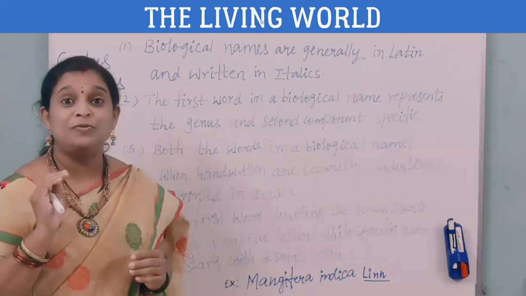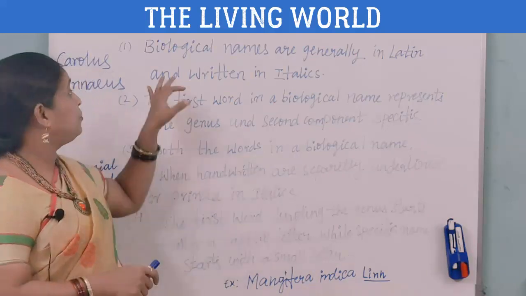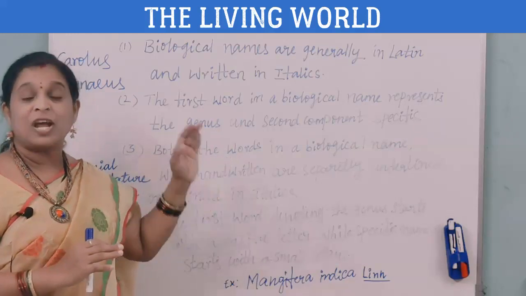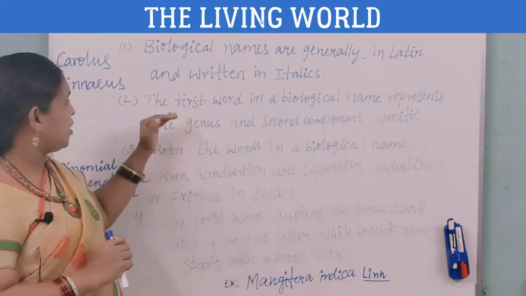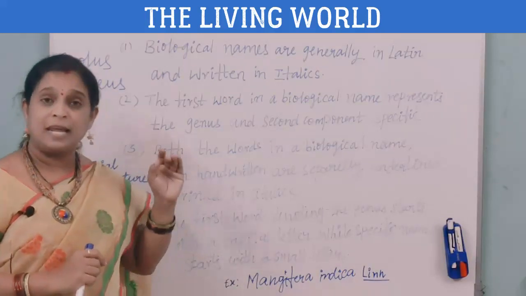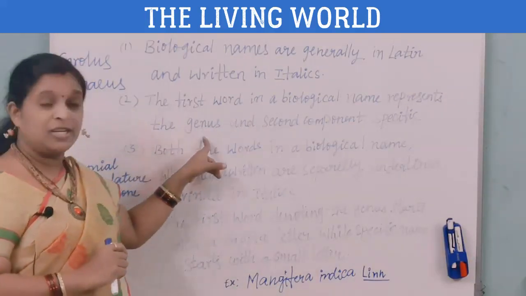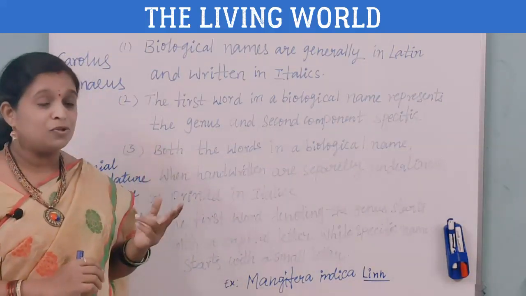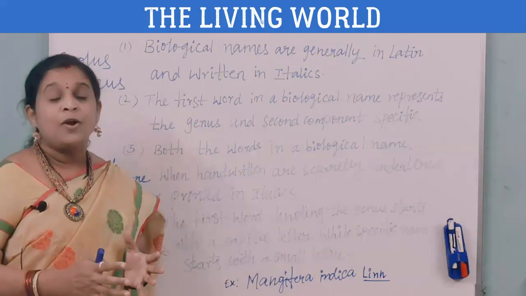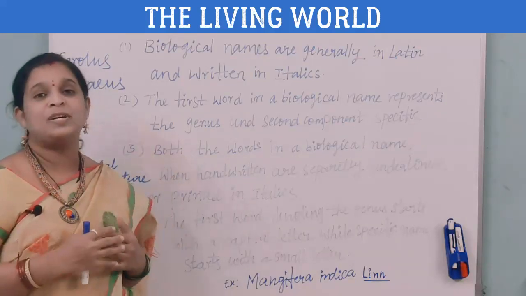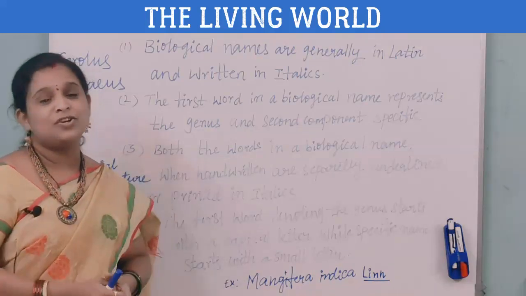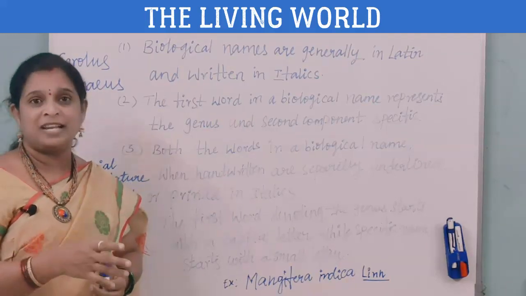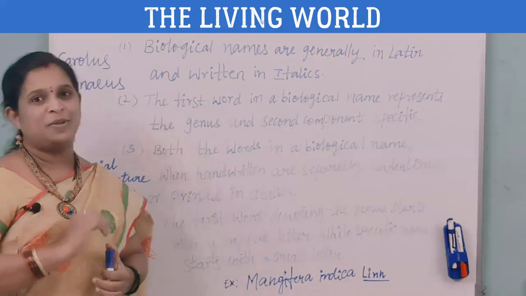Children, let us get into the universal rules of nomenclature, right? The first one is that biological names are generally in Latin and they are written in italics. Second, the first word in the biological name is called the genus component, and the second one is called the specific component. Just now we have come to know that Carolus Linnaeus started the naming system for species, and it consists of two components, a generic and a specific component. That's why it is called binomial nomenclature.